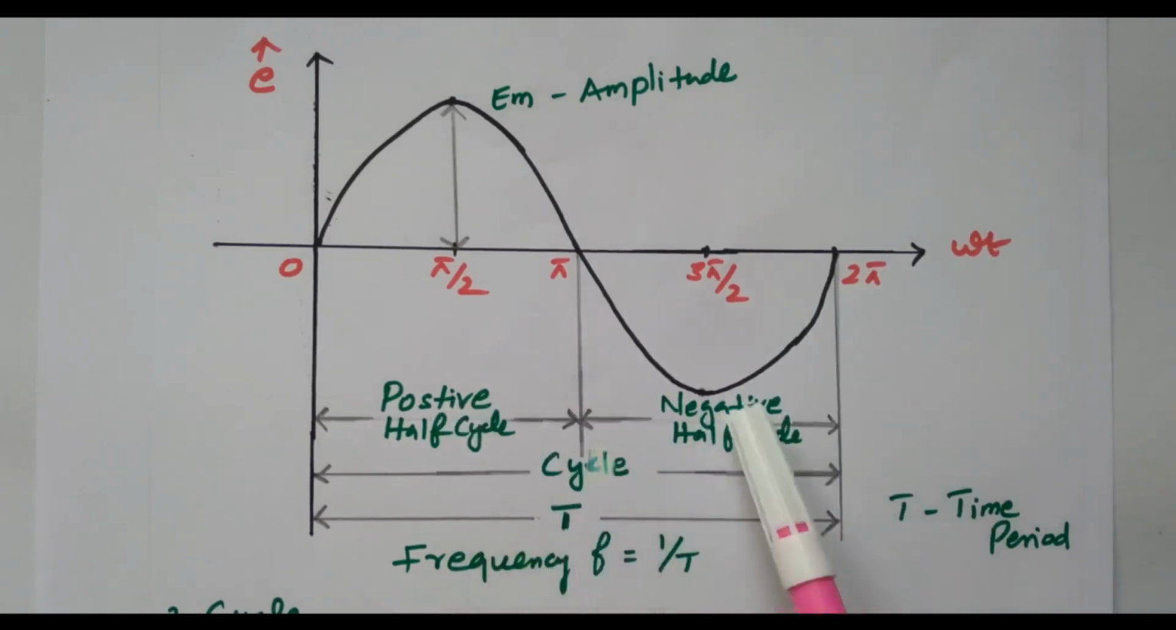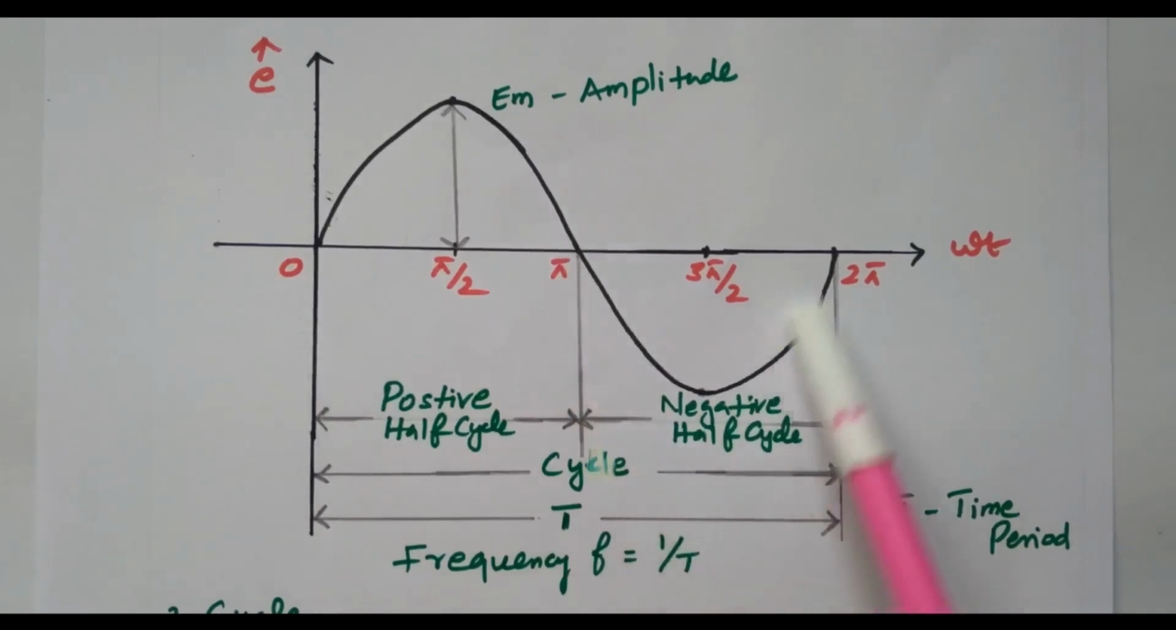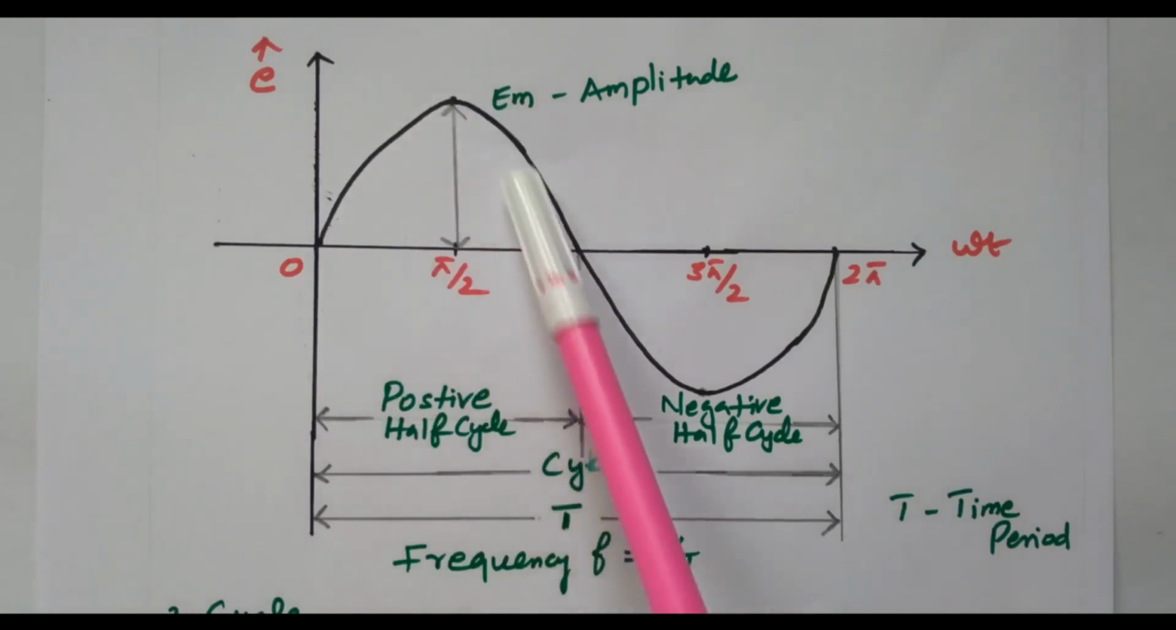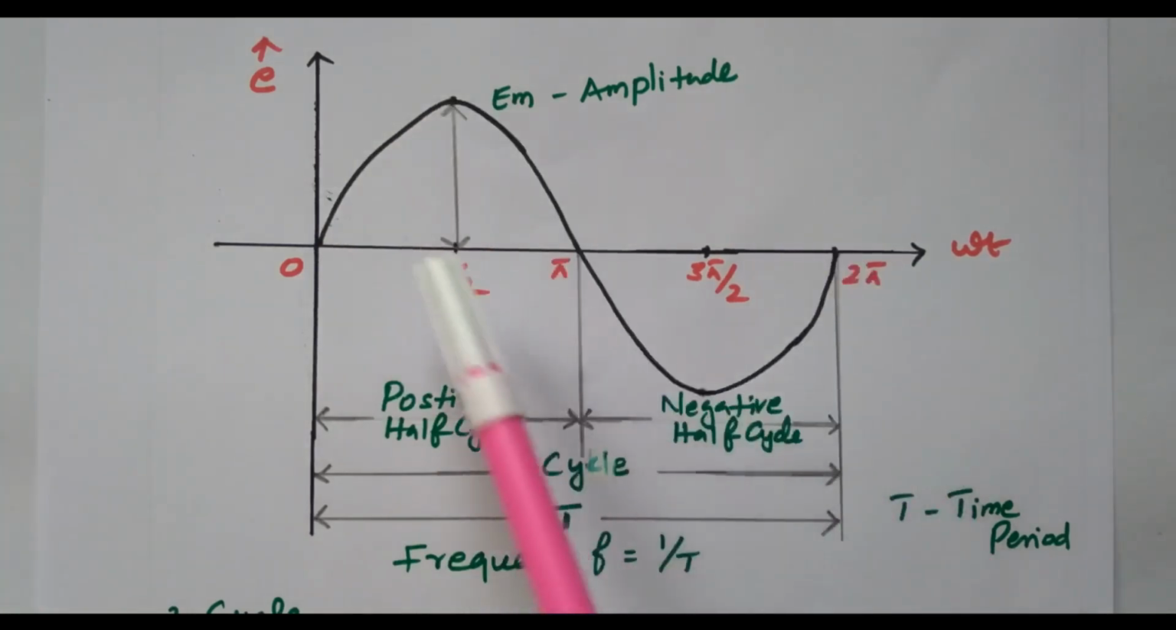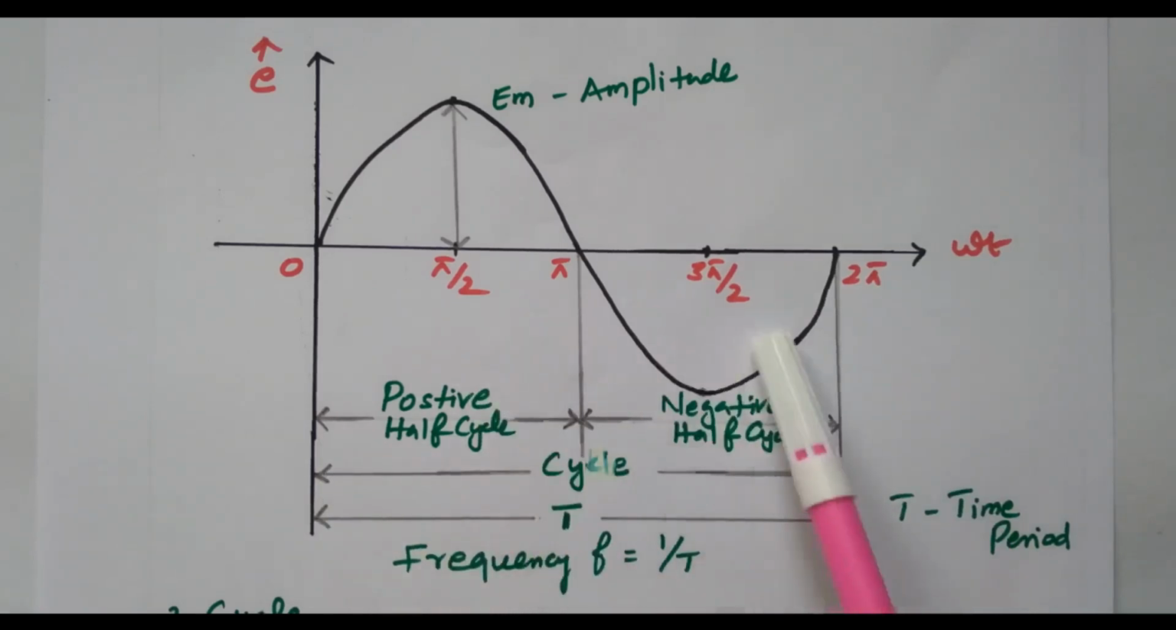The sum of these two, positive half cycle and negative half cycle, is the full cycle. The full cycle is nothing but the sum of positive half cycle and negative half cycle. This is one cycle, changing from positive to negative. Completing the positive quantity to negative quantity from 0 to 360 degrees is called one cycle. In that we have two.